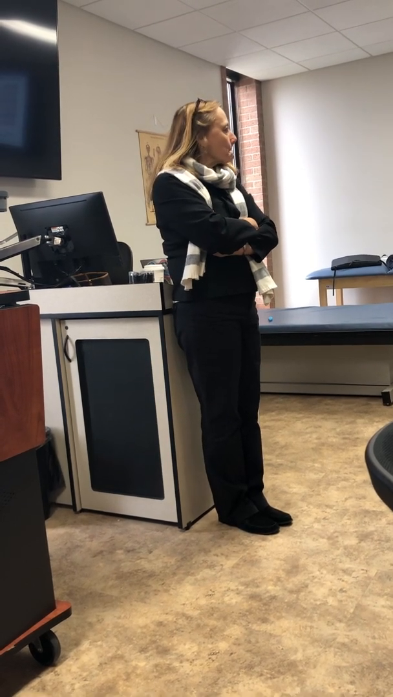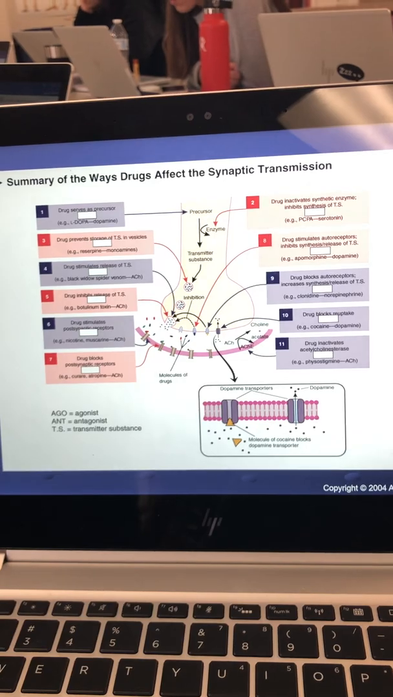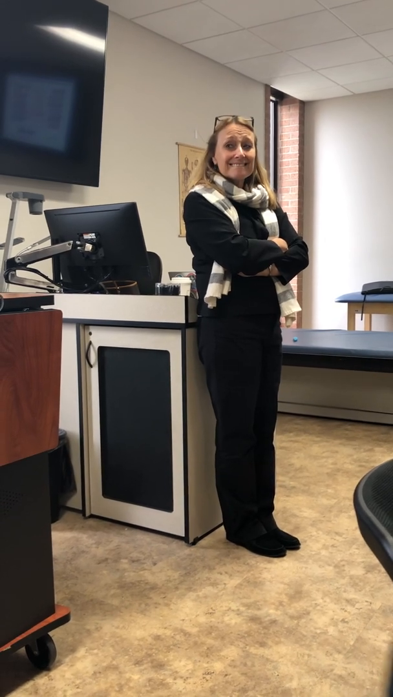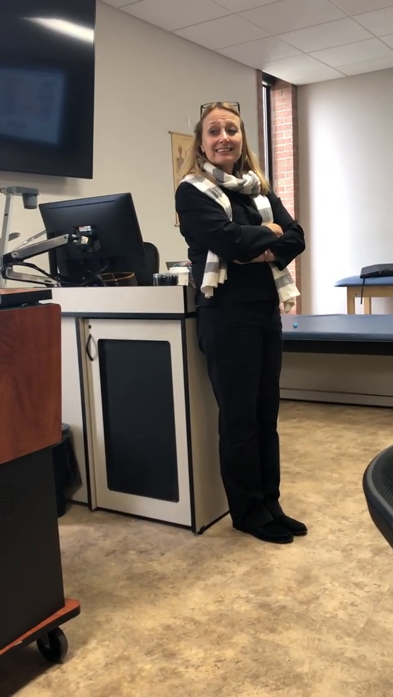Can you repeat it again? Drug inactivates acetylcholinesterase, which essentially is the enzyme that breaks down neurotransmitter. Sorry, this one's very complicated for me. Anyone?